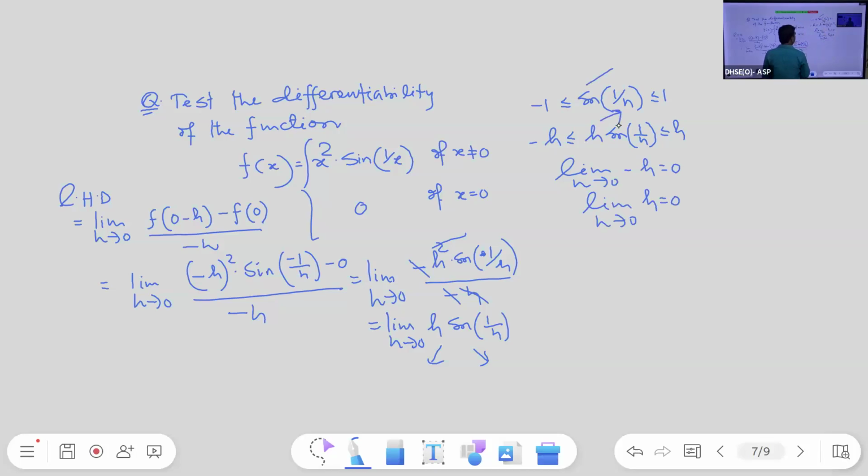Okay. This is one of the analyses. And the second analysis is that this function always approaches 0, and this function oscillates between minus 1 and plus 1. So the total value will approach 0. Hence the limiting value is 0. Did you understand, Shruti? I think it is clear to you.